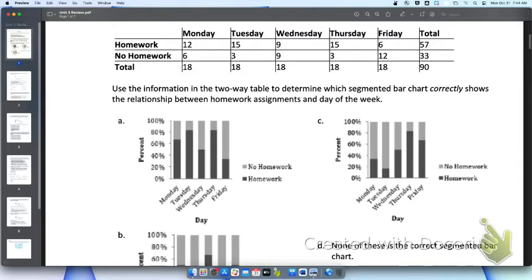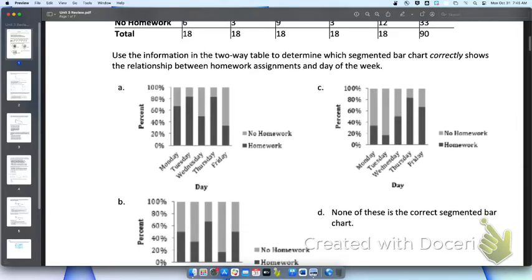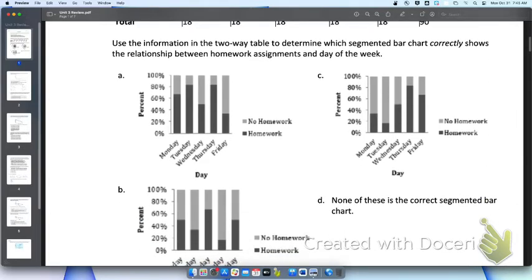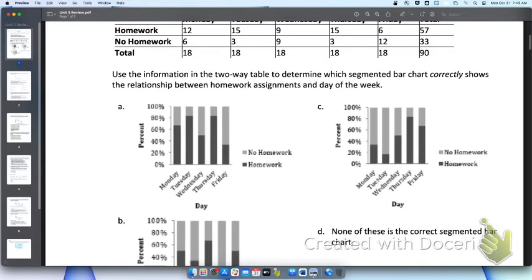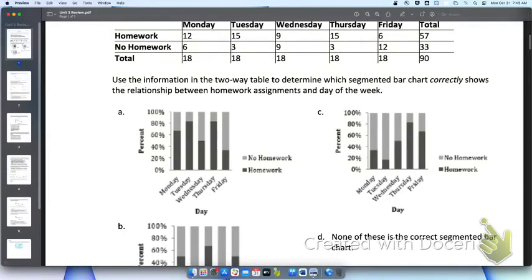So that takes off C and D. Or D, that's on me. That takes off C and B. So it looks like it might be A, right? Are you guys with me so far? All right, so let's just look at a few others. Check out Wednesday. Wednesday is 9 and 9 out of 18, so that's half and half. So that checks out. Look at Friday. Friday's the opposite of Monday. Does A kind of look like it works? Very good. Do you guys have any questions on that one? The answer is A, in fact.